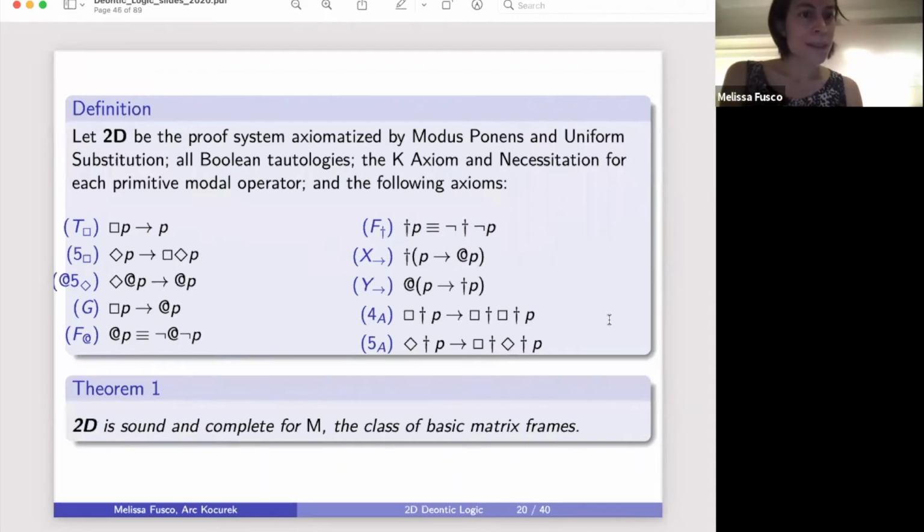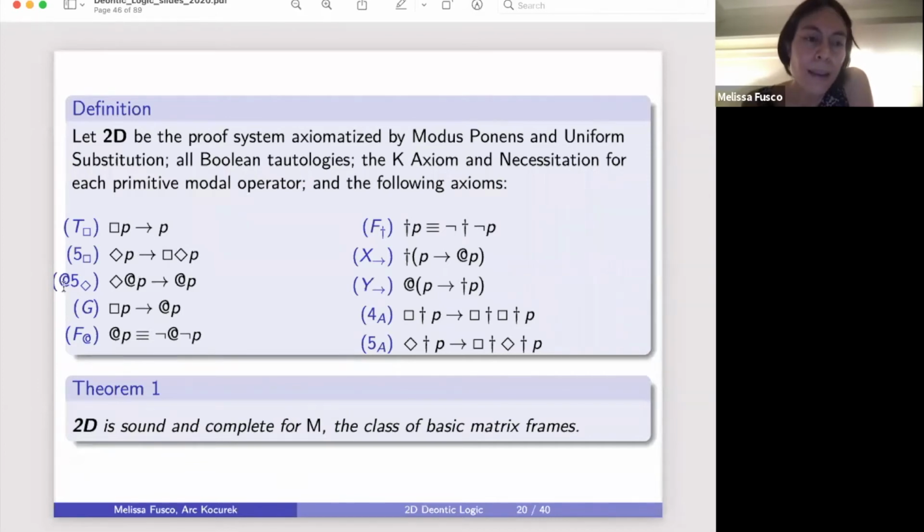So let's get a proof system. Let 2D be a proof system axiomatized by modus ponens, uniform substitution, Boolean tautologies, the K axiom and necessitation for each primitive modal operator, and the following axioms. I don't really know in logic talks whether people tend to dwell on these sorts of axioms, but let me go ahead and do that a bit, because this was a healthy amount of work for me. So the T and 5 axioms just tell you that the box is an S5 relation. It doesn't tell you that it's global, right?